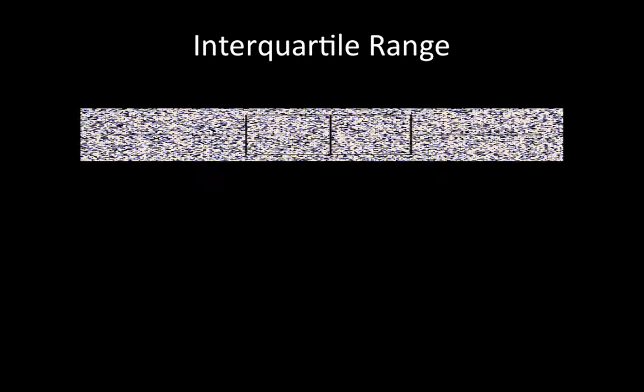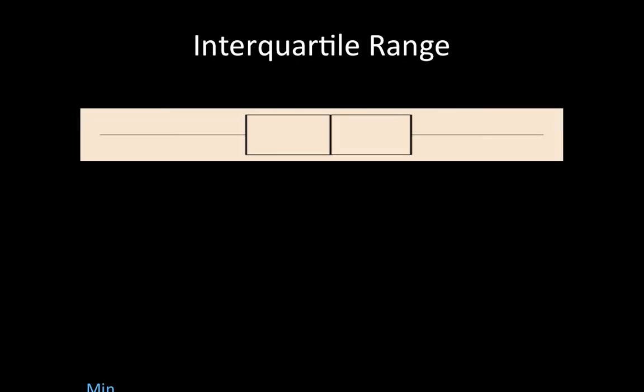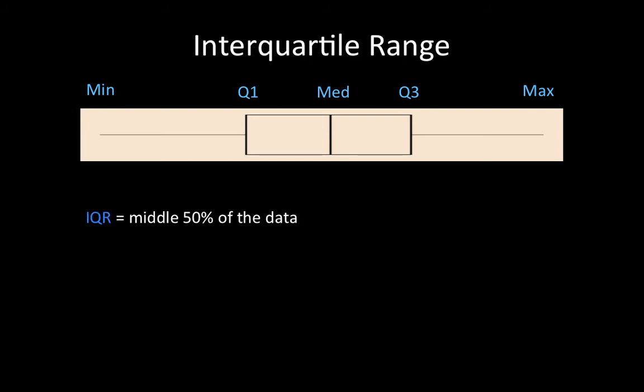So another way to measure spread is to find the interquartile range. I hope the words interquartile range bring back good memories of quartiles, quartile 1, quartile 3 from box plots. Right, yay! So you remember the minimum value, quartile 1, median, quartile 3, and the maximum. So the interquartile range, or IQR, is actually the middle 50% of the data.